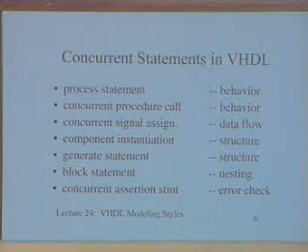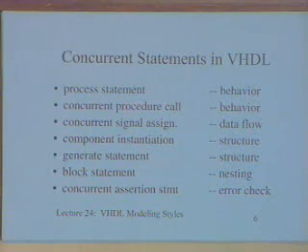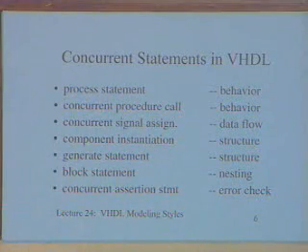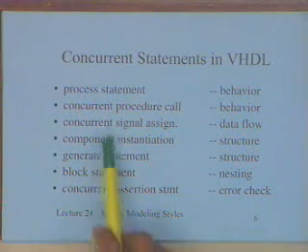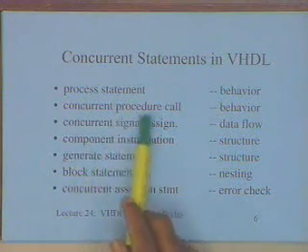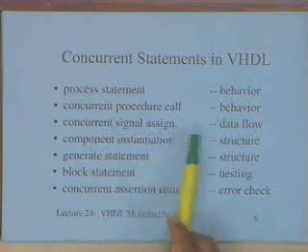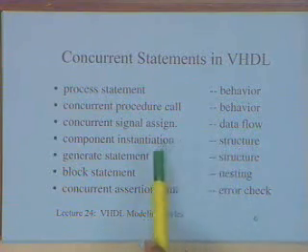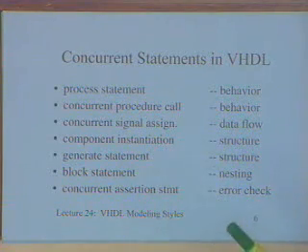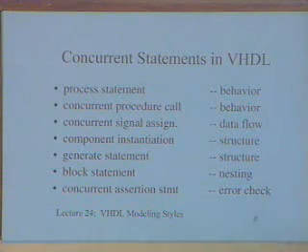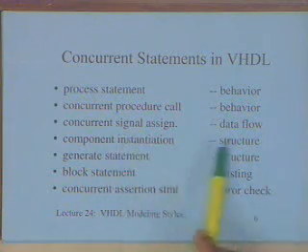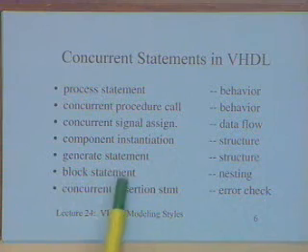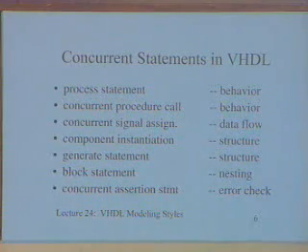Within the process, you can have subprograms. You can have procedures and functions just like in programming languages, and those are sequential. But you can also have a concurrent procedure call when you are calling the same procedure from multiple statements, and there are some restrictions on how you can use it. Concurrent signal assignment, we will see examples of this, which is a data flow. Component instantiation is a structure. But remember, when a component is instantiated, it is like a concurrent statement, because that particular component is going to be active all the time. So you can instantiate a component, and that's a part of the structural description. Generate statement is used in a structural description. Block statement is used for nesting. We will talk of that.